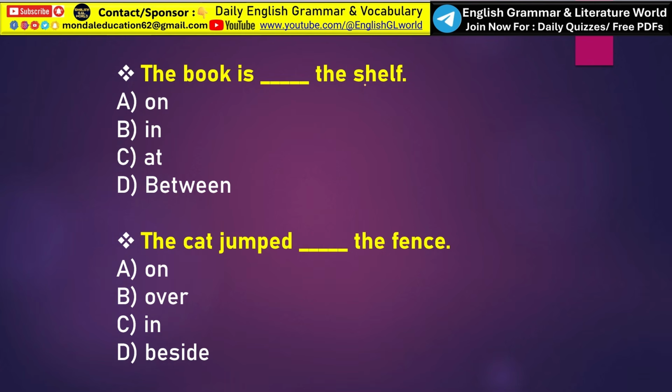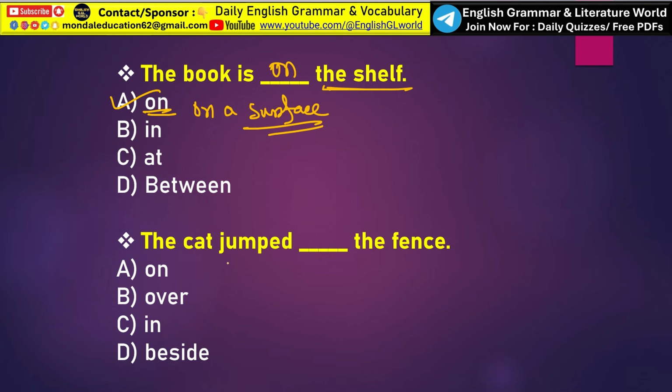Next, the book is dash the shelf. So look, the correct answer is option A, that is on. On is used when something is placed on a surface. A book kept on a shelf rests on the surface of the shelf. So the book is on the shelf is the correct answer.